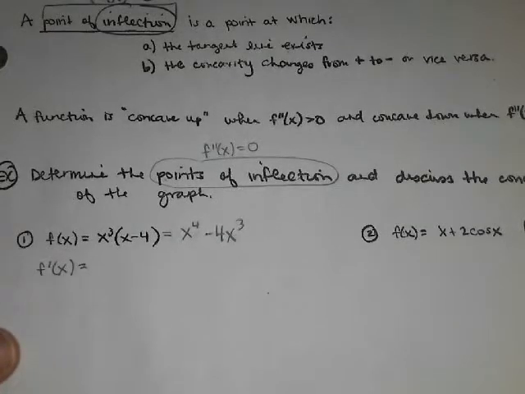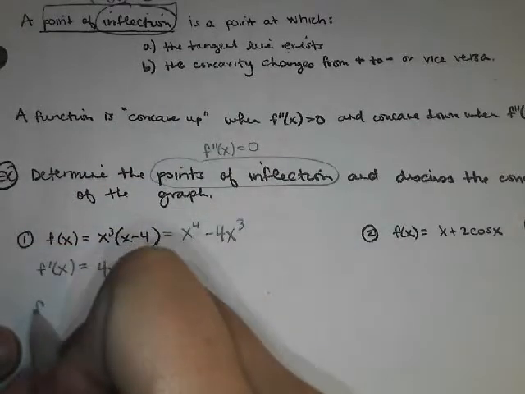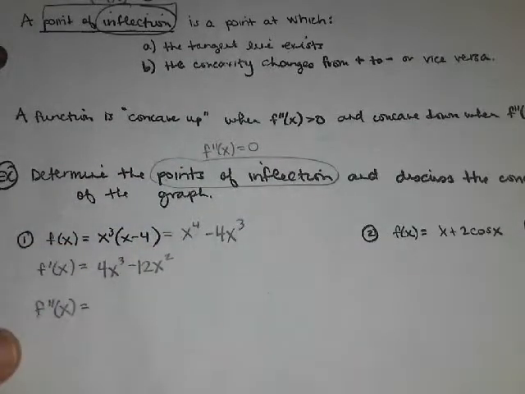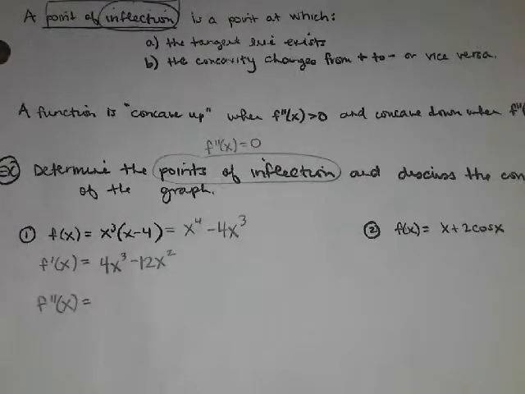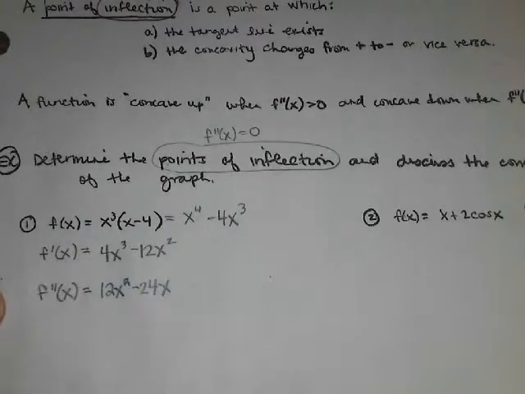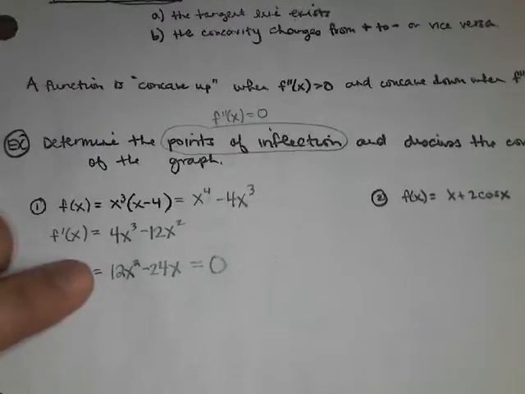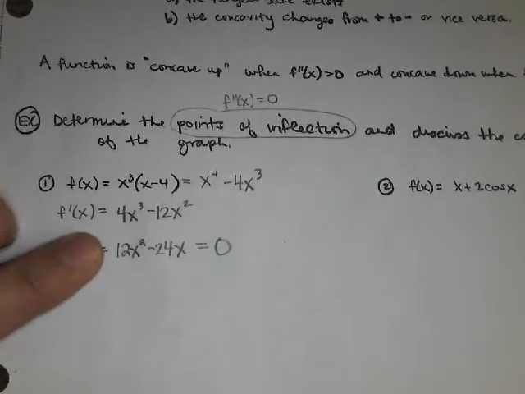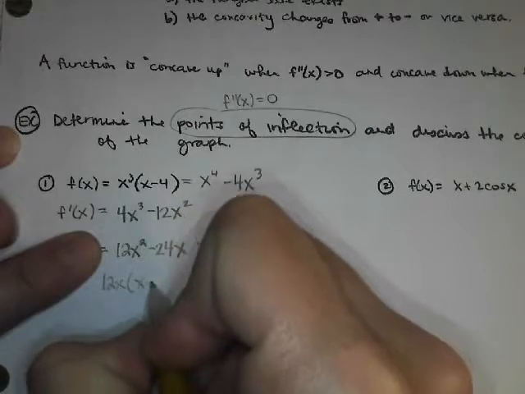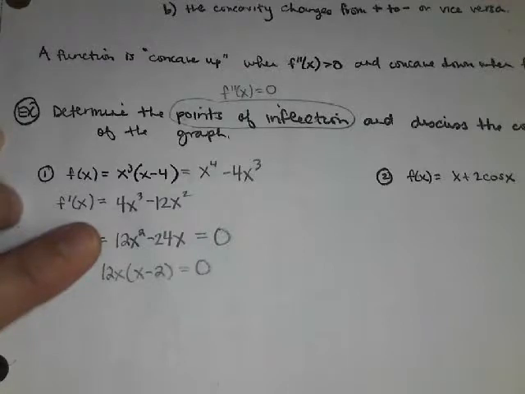Good. And then we jump right into our second derivative because we're interested in points of inflection. And that derivative is going to be what, Lizzie? 12x squared minus 24. Good. And we want to find where that equals 0. What's our most efficient way of solving this, Catherine? Good. And so what are our solutions, Lauren? Good. So we've got our x coordinates for the points of inflection.